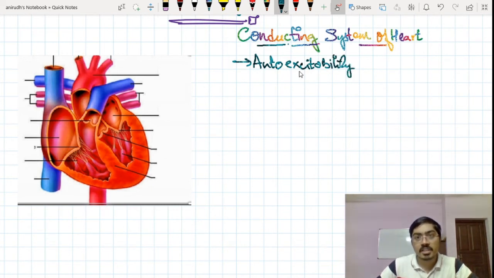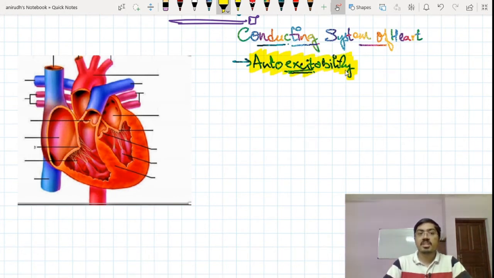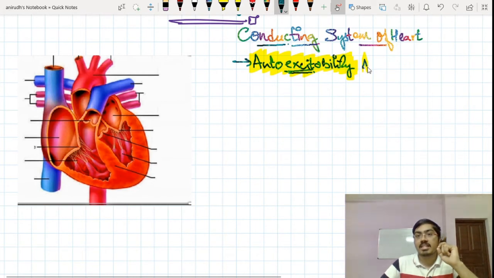Okay, so this is the property by which it can automatically generate impulses on its own. Without any external stimuli, it will keep on generating impulses. There is no need of any kind of controlling for this. There is external controlling by the brain to increase and decrease this, but it will keep on producing the impulses one after the other, so that the heart keeps on contracting. So that is the very basic idea of the conducting system of the heart, that it is auto excitable. This is a very important feature of the conducting system of the heart.